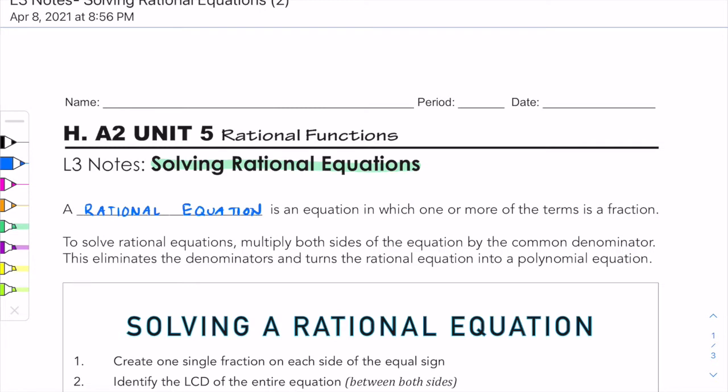To solve rational equations, you need to multiply both sides of the equation by the common denominator. And most of the time in my notes, I abbreviate the least common denominator as LCD. By doing this, you're going to eliminate the denominators and turn the rational equation into a polynomial equation. And you can easily solve that equation for the variables that are involved.